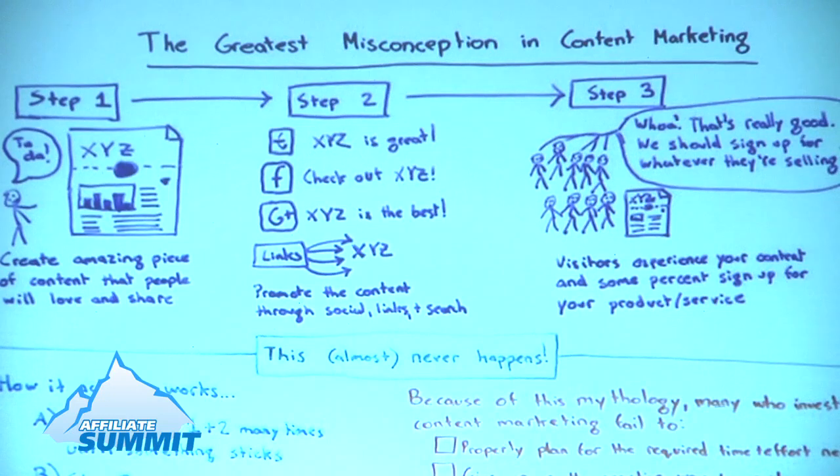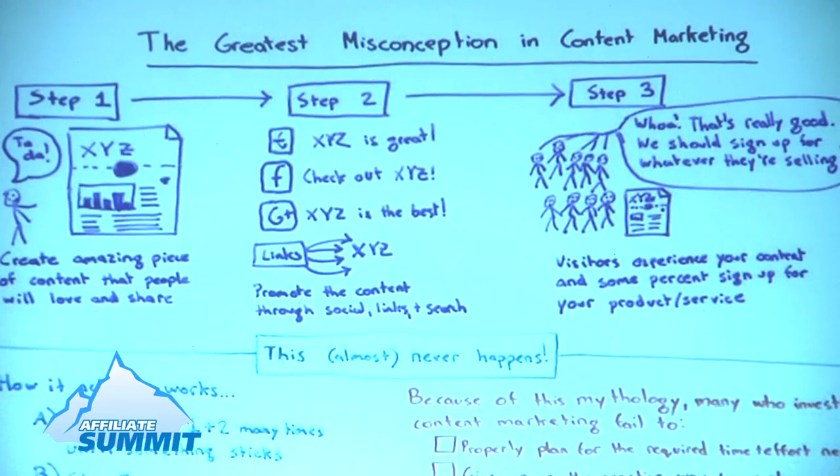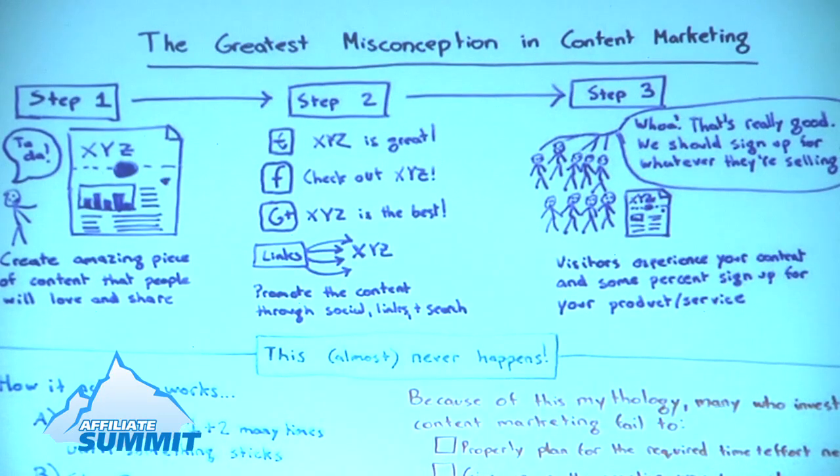What you need to do is use your content to foster an audience, and then go after that audience to sell them. People who invest in content marketing because they think that these things will happen fail to plan for the time and effort that content really takes. And not realizing that things take a long time, they also give up on it way too easily and too soon.